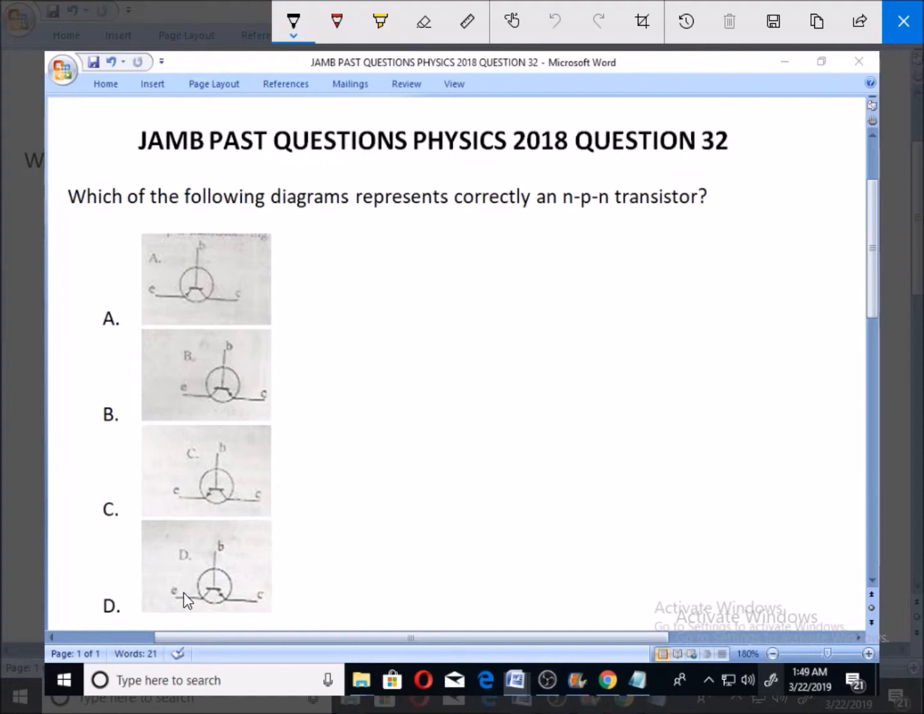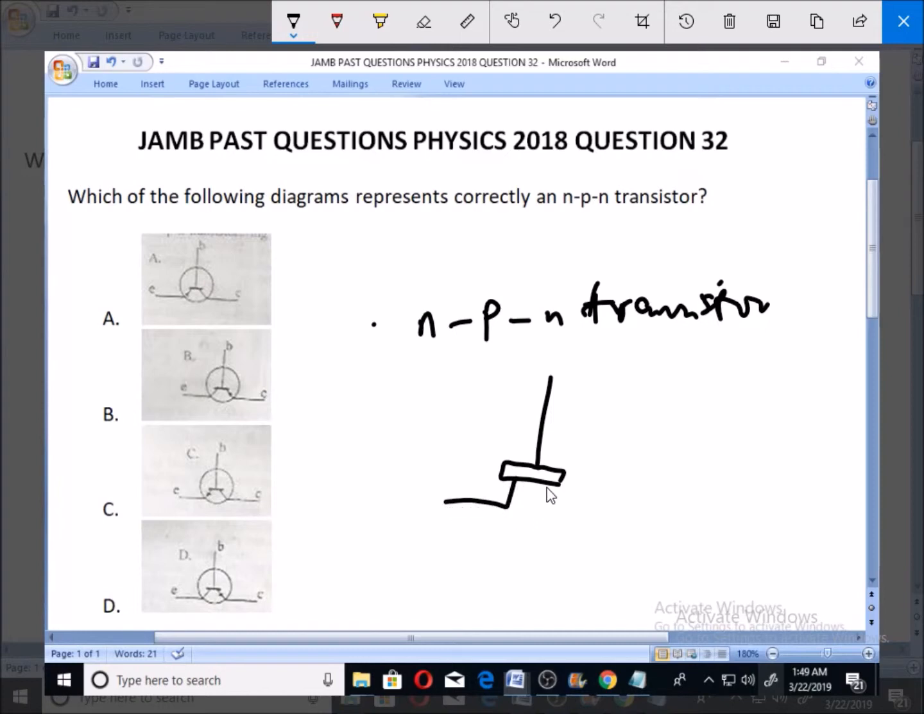Now, for us to be able to appreciate this very well, we need to make a sketch of the diagram of an NPN transistor. The NPN transistor has the following diagram. You have this, and you have this, then you have this, then all of it encircled.